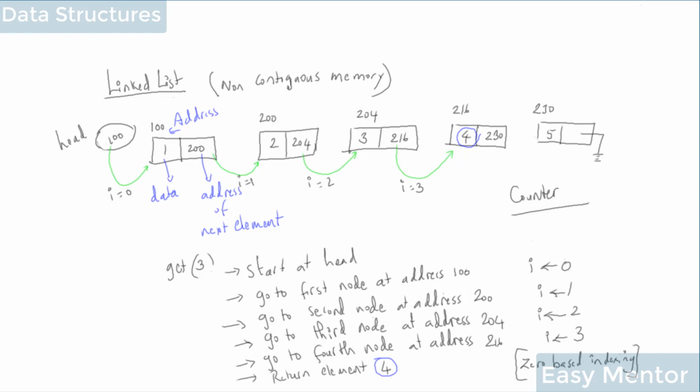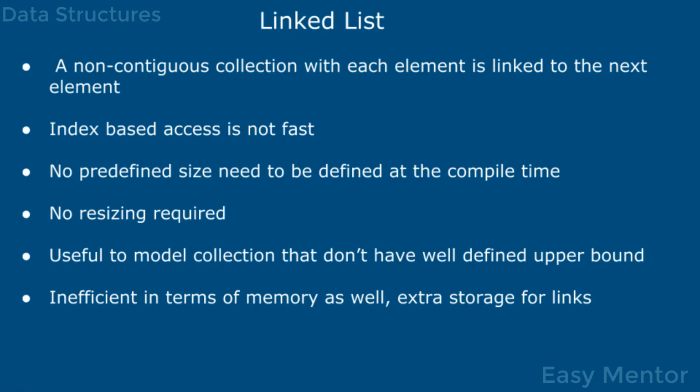It depends on the number of elements present in the linked list, and it's order of n, where n is the size of the linked list. So if there are n elements in the linked list, you have to perform on average n operations to get to the element that is needed.